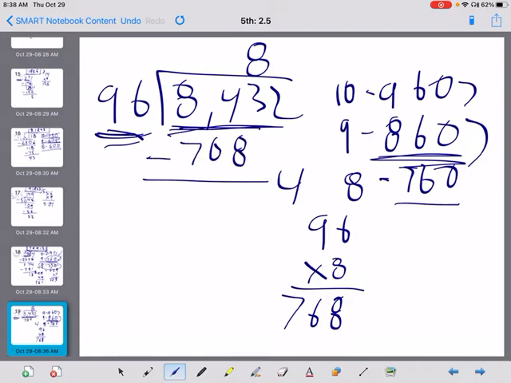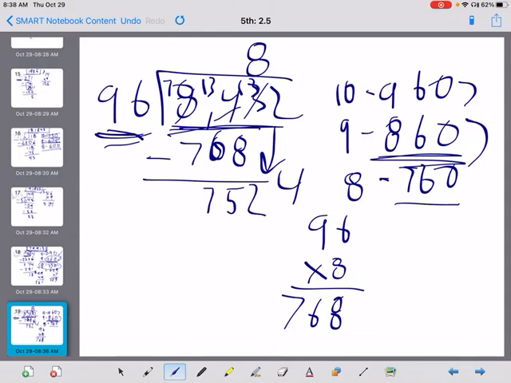768 becomes 13. This becomes 3. 13 minus 8 is 5. 3 minus, this is 768, remember? I can't do 3 minus that, so I make this 13. I make this 7. 13 minus 6 is 7. So I have 75. Remember, you got to drop down the 2.